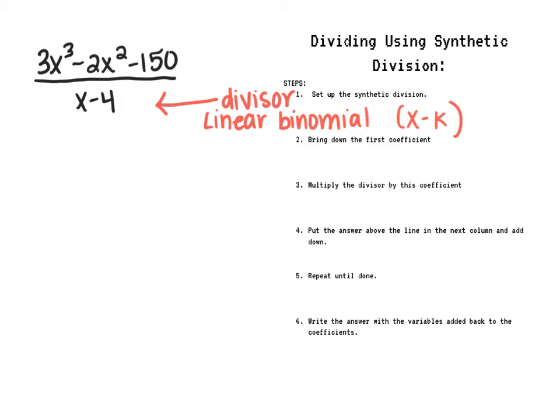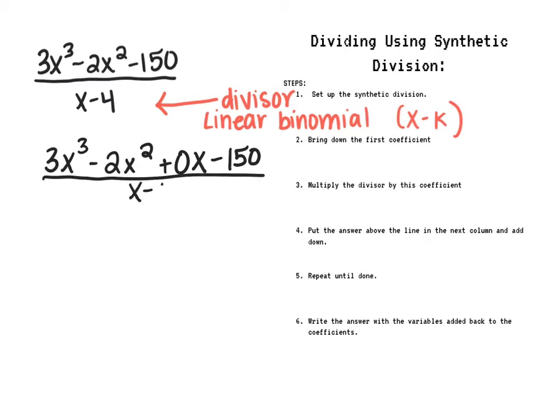Okay, so let's go ahead and start off here. I should be able to look at my problem and see that I'm missing the x variable piece. So we're going to need to make sure we put this in. Now you don't have to rewrite it every time like I'm getting ready to do. I just want to make sure that everybody's clear of where we're at. So I have 3x squared minus 2x squared. We're missing the x, so we're going to put the placeholder plus 0x minus 150. And that's going to be divided by x minus 4.